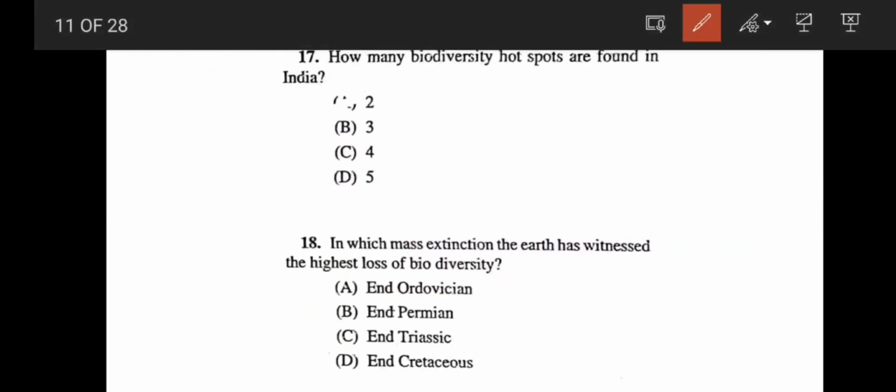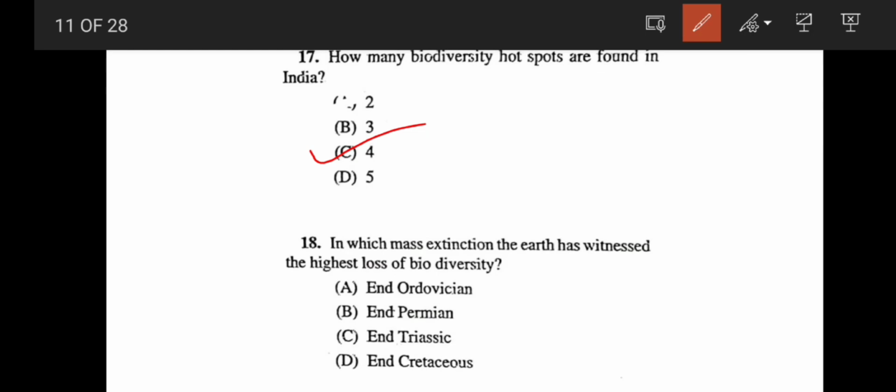Next question, how many biodiversity hotspots are found in India? The correct answer would be option C. Four hotspots are there. What are those? Those are the Himalaya, then the Western Ghats, Sundaland, and Indo-Burma.